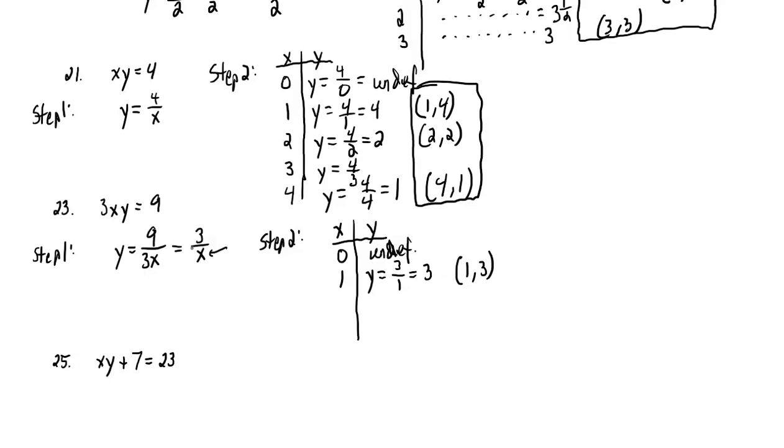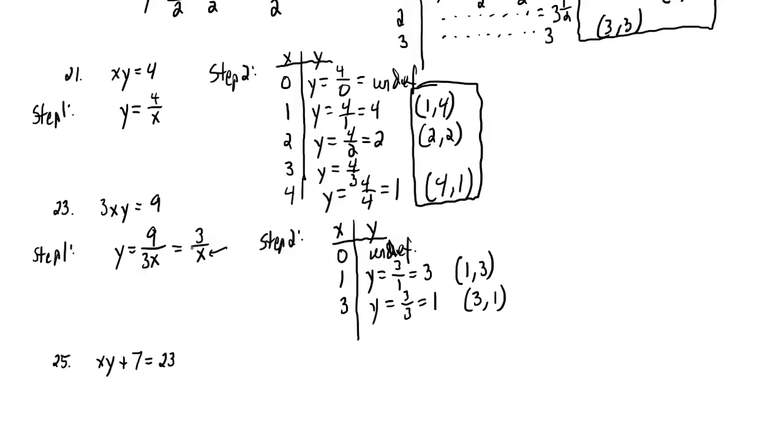Should we use 2? What if you have 3 over 2? That's not a whole number. But what if you use 3? So you have y equals 3 over 3, which makes 1. That's a whole number. And so when x is 3, y outputs as a 1.